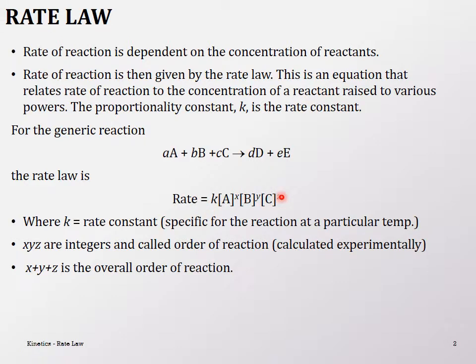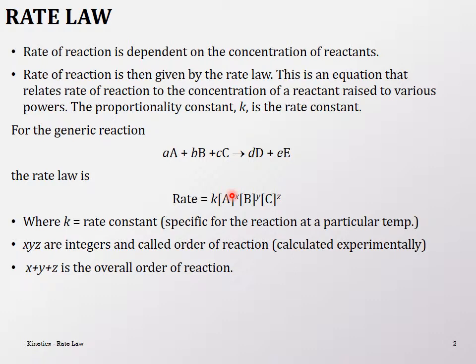x, y, z generally are going to be integers, which means that they're not going to be fractions or decimals. It'll be 0, 1, 2, 3, 4 or something like that. And they have to be calculated experimentally. There is no way that you can look at a reaction and say, this is going to be the rate law for this reaction. You can't predict the values of x, y, z just by looking at a reaction. That's not going to happen.